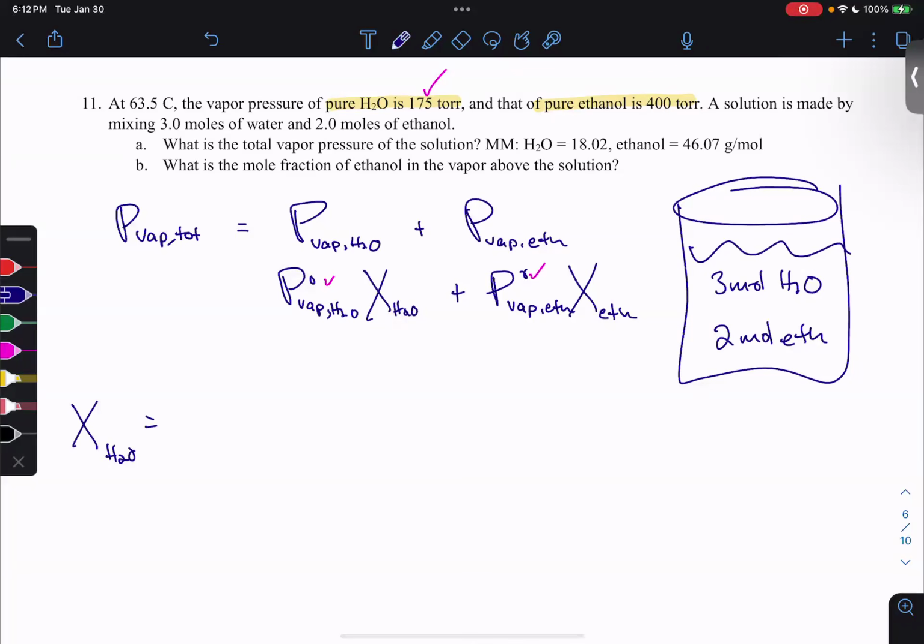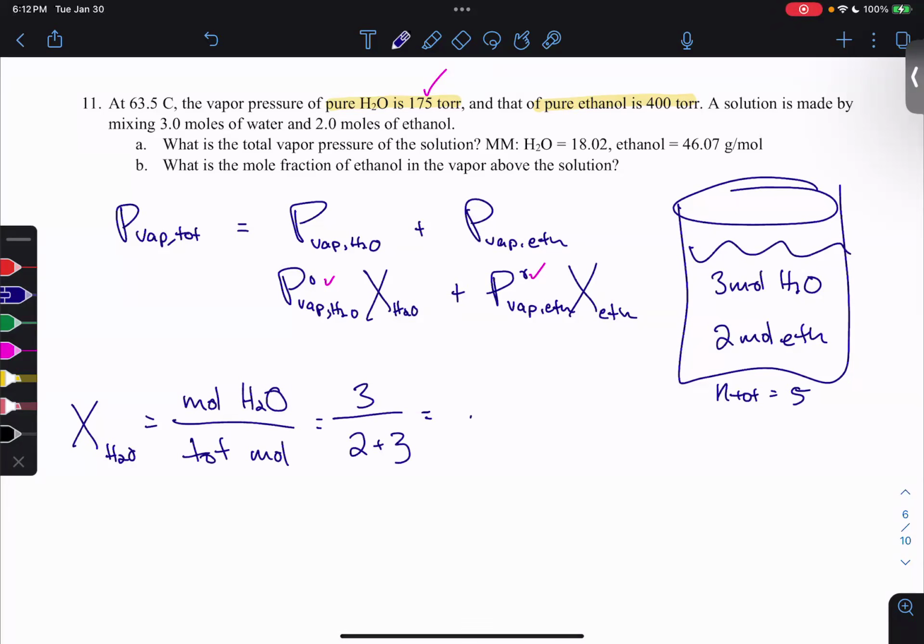Mole fraction of water is equal to moles of water in this sample divided by the total moles of stuff in this sample. So what is the mole fraction of water? How many moles of water in my sample? 3. And then what am I going to divide it by? 5, yes, because it's 2 plus 3, right? There's 5 total here. All right, so I think I can do that in my head. Is it 60%?